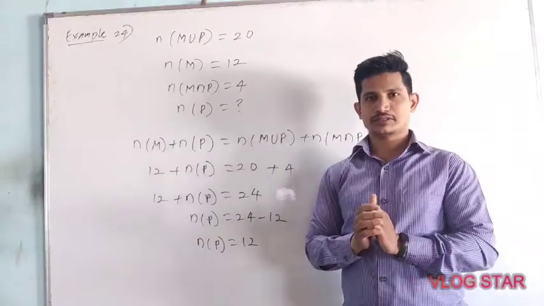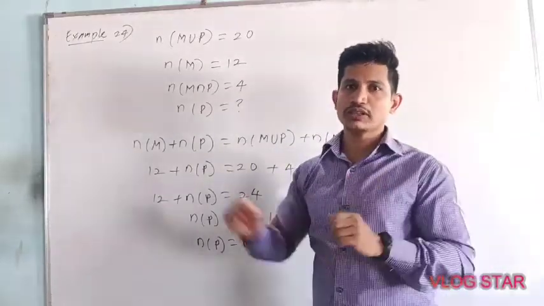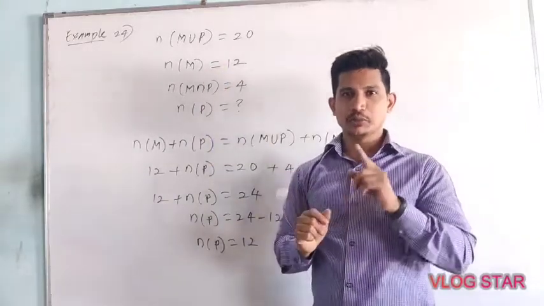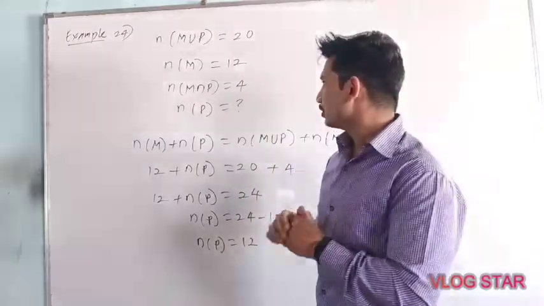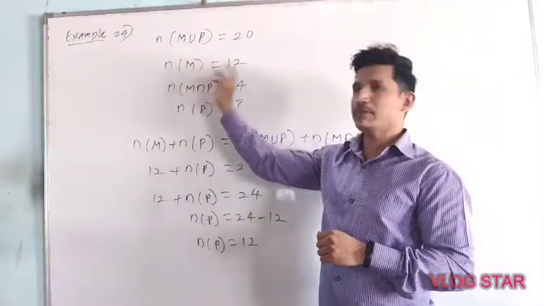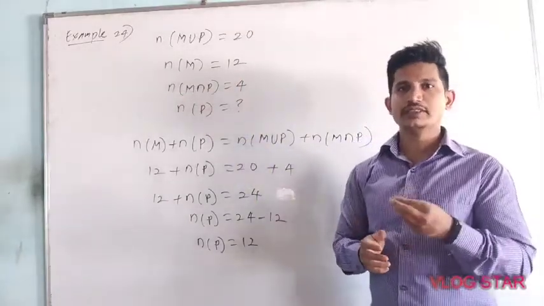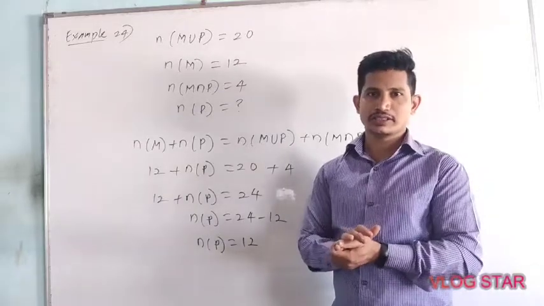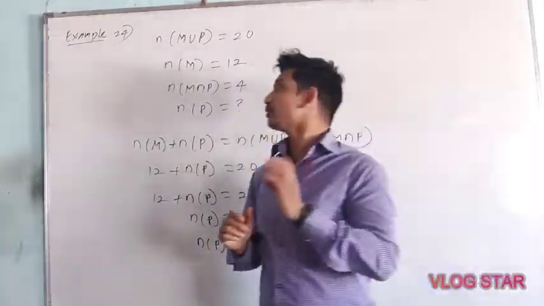4 are there. So I am telling you, whenever "or" comes, it is called union. Whenever "both" comes, then it is an intersection. So n of M union P is given, n of M is given, n of M intersection P is given. So how many teachers teach physics? This is the question here. That means n of P is equal to what? This is the question of number 24.